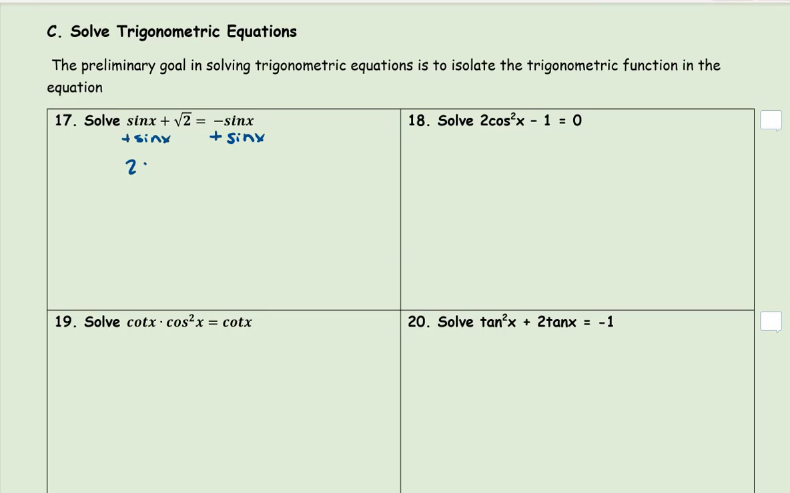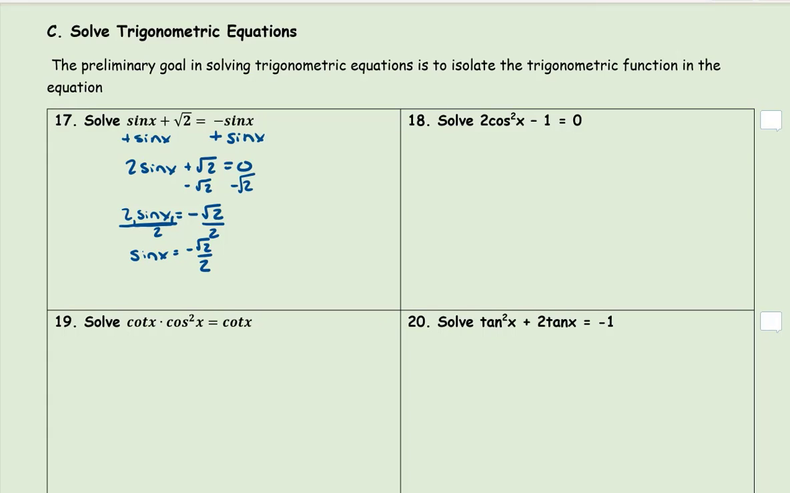So now I have 2 sine of x plus the square root of 2 is equal to 0. Then I'm going to subtract square root of 2 from both sides because we want, again, to isolate the trig function. So now we have 2 sine of x is equal to the negative square root of 2. Again, we're trying to isolate the trig value, so we're going to divide both sides by 2. So now we have sine of x is equal to negative square root of 2 over 2.